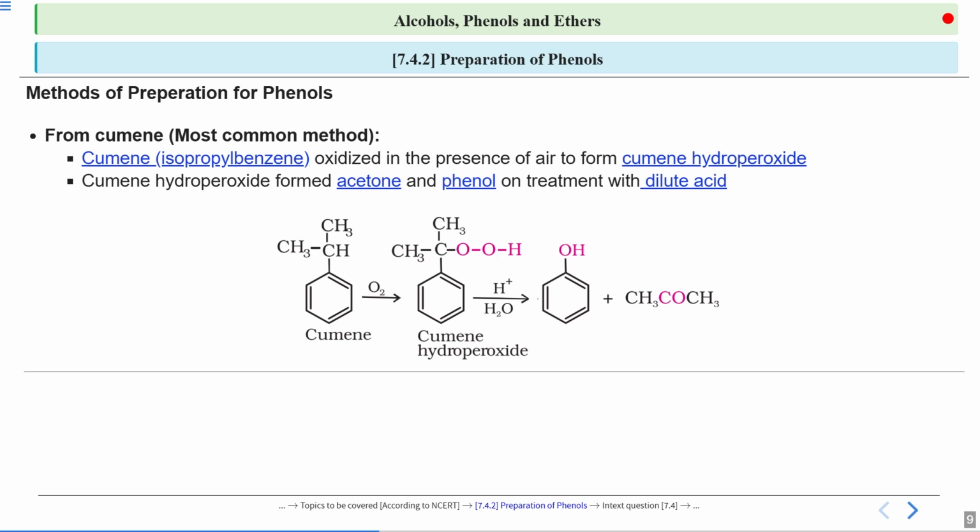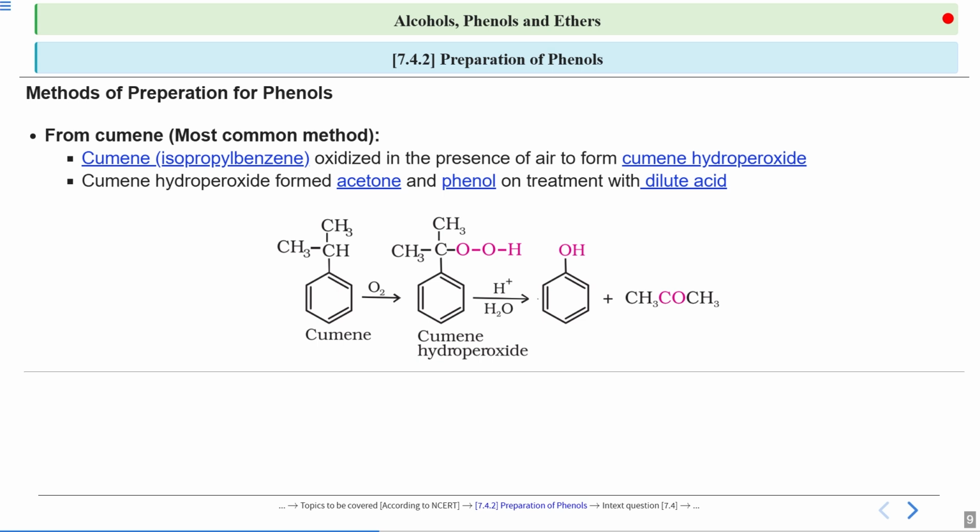Next method we saw was from diazonium salts. That is, by diazotization you get N2 plus and Cl minus attached to a benzene ring, and then you get a phenol. Next method is the cumene method, and this is the most common method, or industrial method.